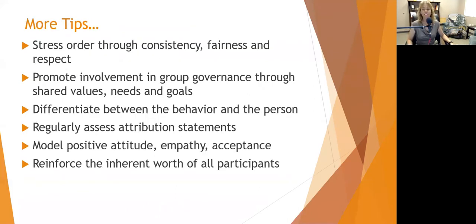Stress order through consistency, fairness, and respect in your group. So don't let the same person talk all the time. Be fair, goes without saying. Promote involvement in group governance through shared values, needs, and goals. Remember from Group Counseling 101, you have your forming, storming, and norming phases, where people start a group and they're kind of getting to know each other, and then they have to work out the power dynamics and figure out how everybody works together before they actually start working as a cohesive group.